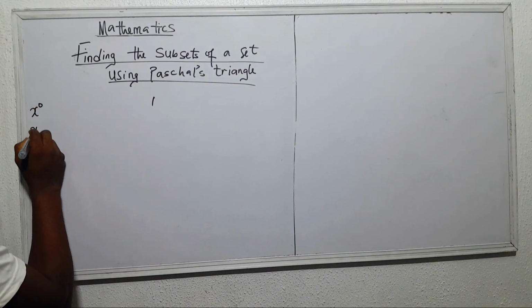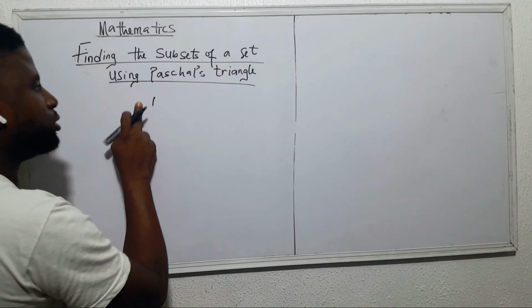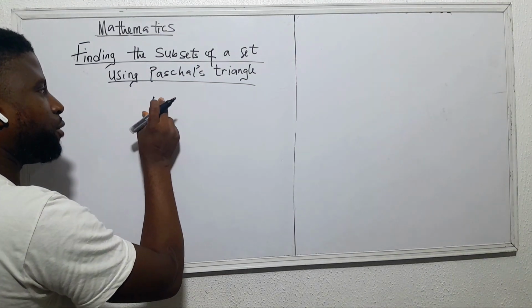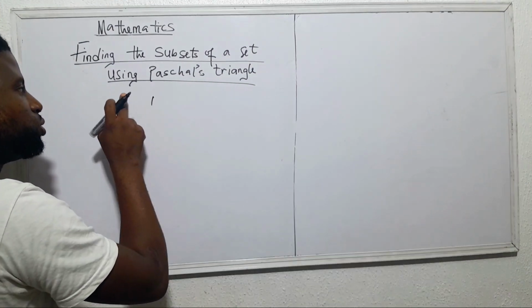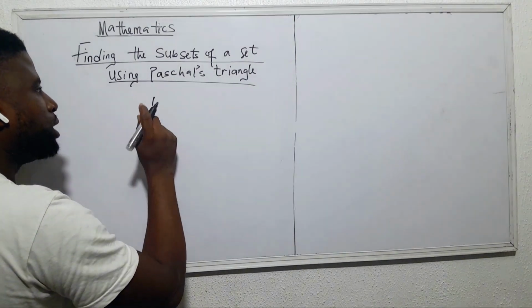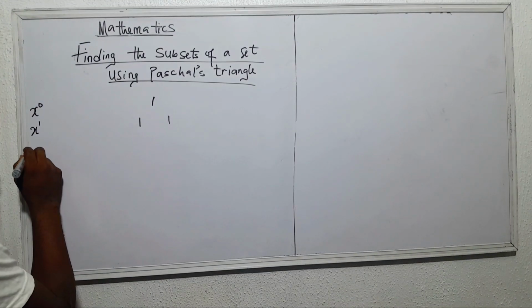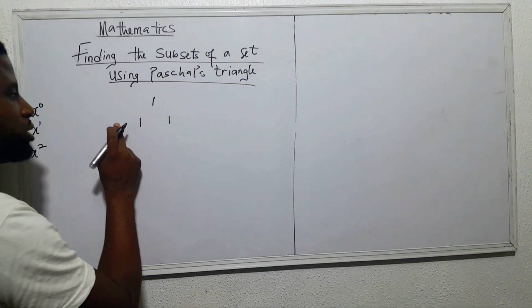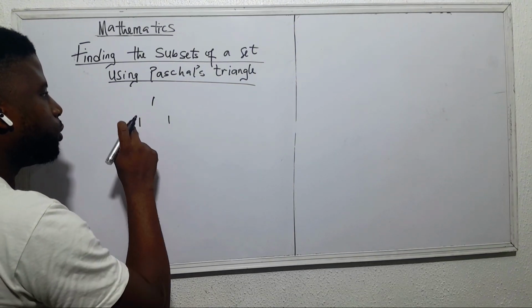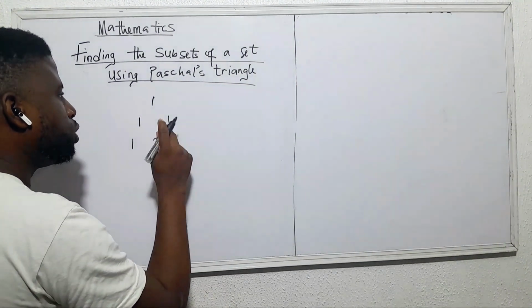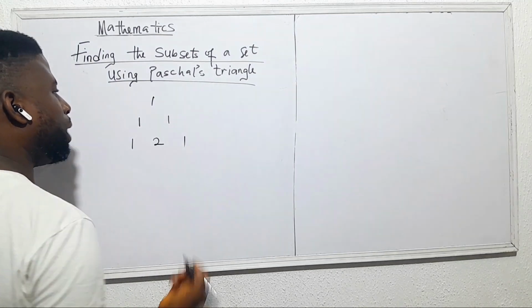So the next value is x raised to the power 1. The number preceding 1 is nothing, which is 0. So 0 plus 1 gives 1, and then 1 plus 0 gives us 1. Now, to form the next one, which is x raised to the power 2, 0 plus 1 gives us 1. 1 plus 1 gives us 2. Then 1 plus nothing gives us 1.